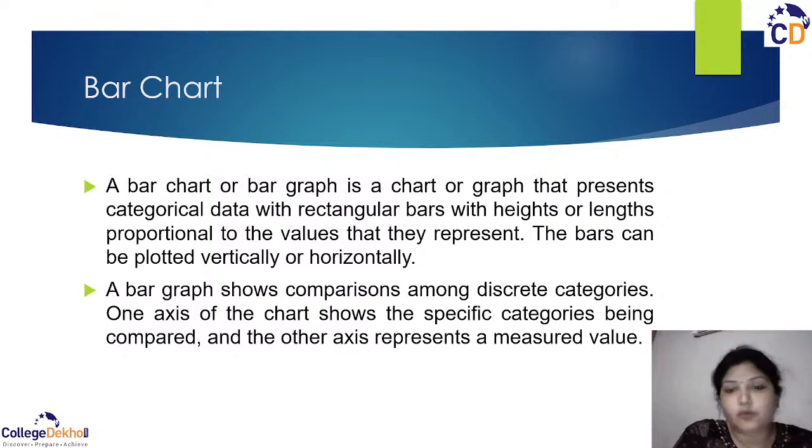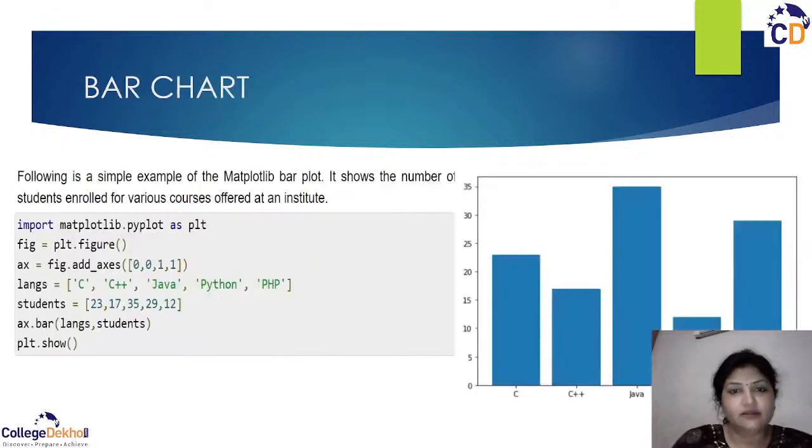Most of you know about bar graphs. Basically, we are showing the comparison among discrete categories. We have different categories and we are showing the values, how they are related to each other. The bars have height or length proportional to the values that they represent. The bars can be plotted horizontally or vertically. So the first chart that we have taken is the bar chart.